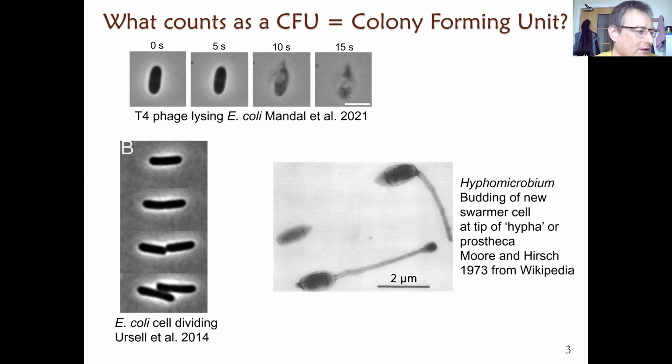And here, just to show you that not all cells look like E. coli, this is Hyphomicrobium, a cell that has a kind of appendage from which the daughter cell is budding off. Now this construct here, mother cell, the prostheca, the appendage, and the daughter cell budding off, this is only 1 colony forming unit. And these cells remain connected for some time, forming another bud and so on. And this will all be 1 colony forming unit.